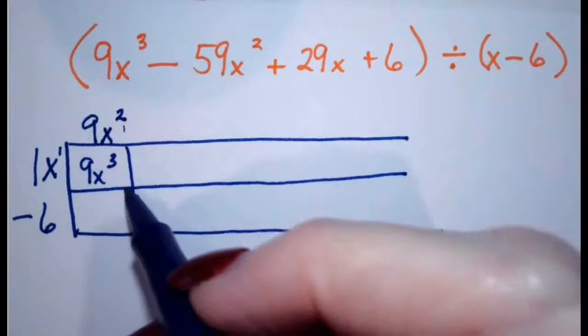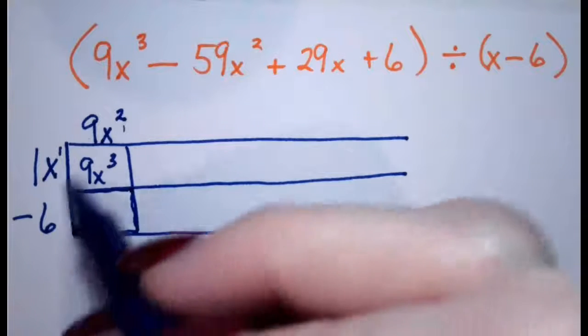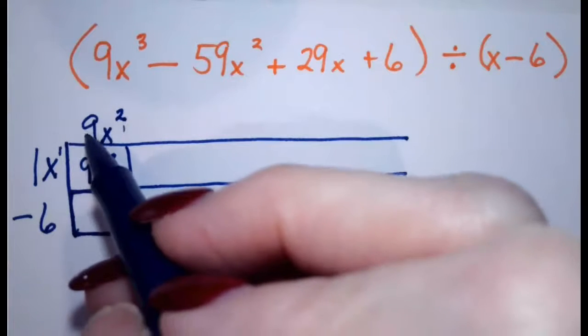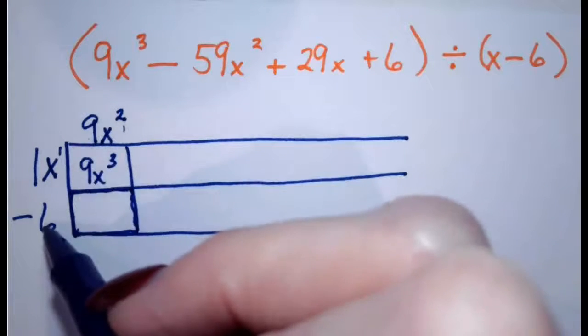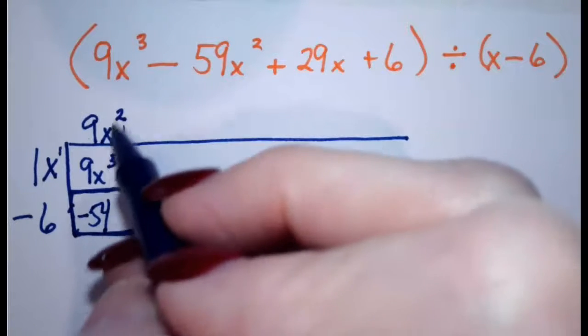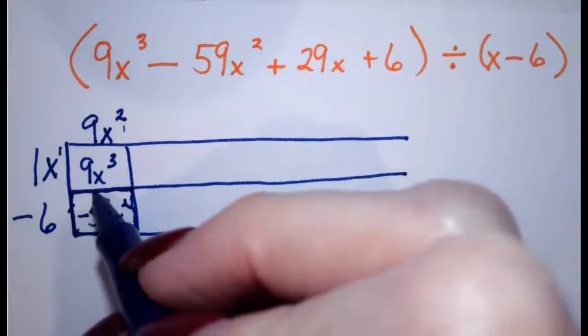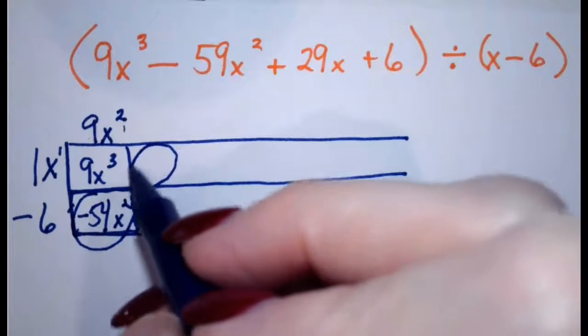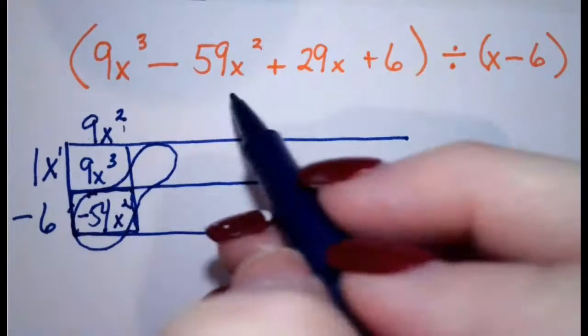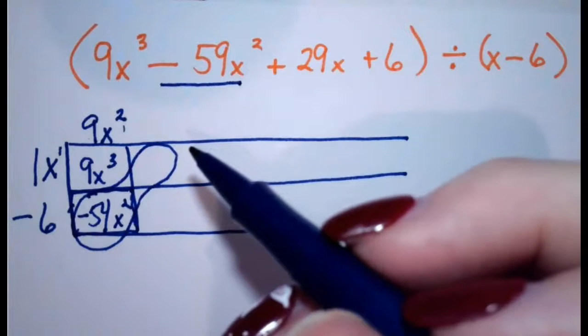Alright, now that we've done that, we can now find this box right here by multiplying these two things together. So 9 times negative 6 is negative 54. And it has 2 x's. That's the only thing it has. Now we're going to do our peanut. Now our peanut needs to add to negative 59.